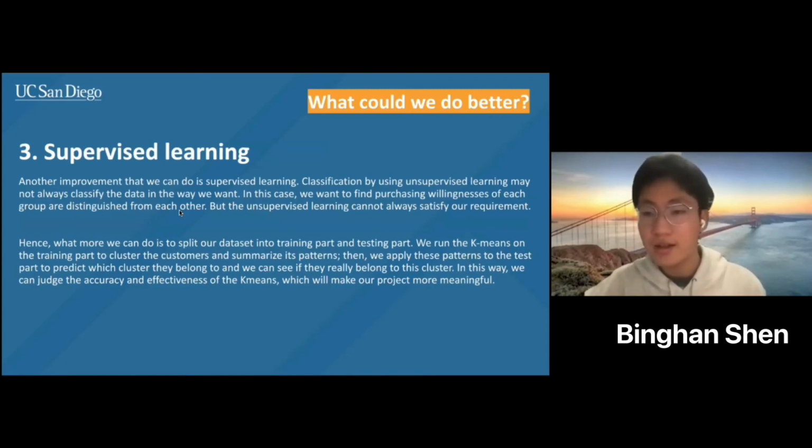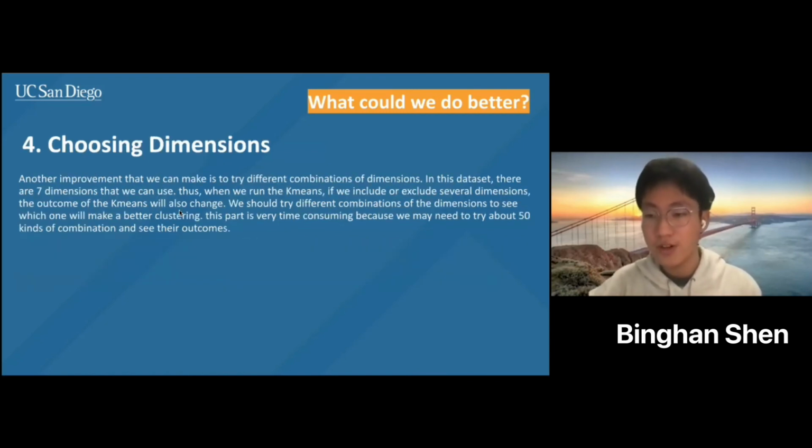Third, another improvement we could do is supervised learning, because classification by unsupervised learning may not always classify the data in the way we expect. Hence, one more thing we can do is to split our dataset into a training part and a testing part and make our classification more convincing. Finally, in the future, we may try different combinations of dimensions and make the customer segmentation more accurate.